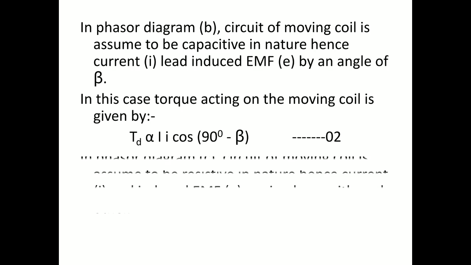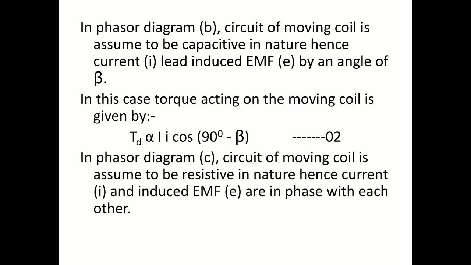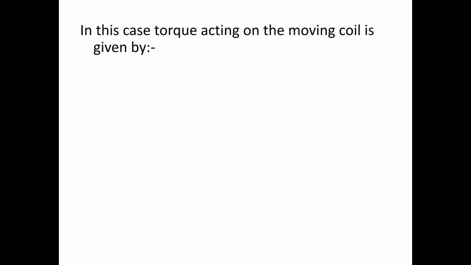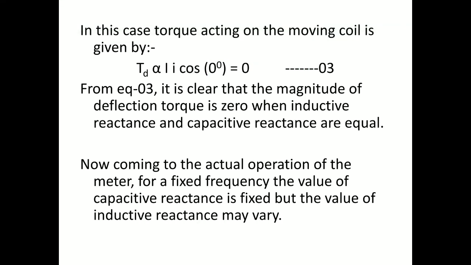That is equation number 2. And suppose you are interested in writing the expression of deflection torque acting on the moving coil in case of resistive nature, then what will happen? The current I and induced EMF small e are in phase with each other. So the angle is going to be exactly 90 degrees. Instead of writing 0 degree, you need to write 90 degree here. You need to make this correction on this slide. And you know that cos 90 is 0. That's why deflection torque is going to be 0.